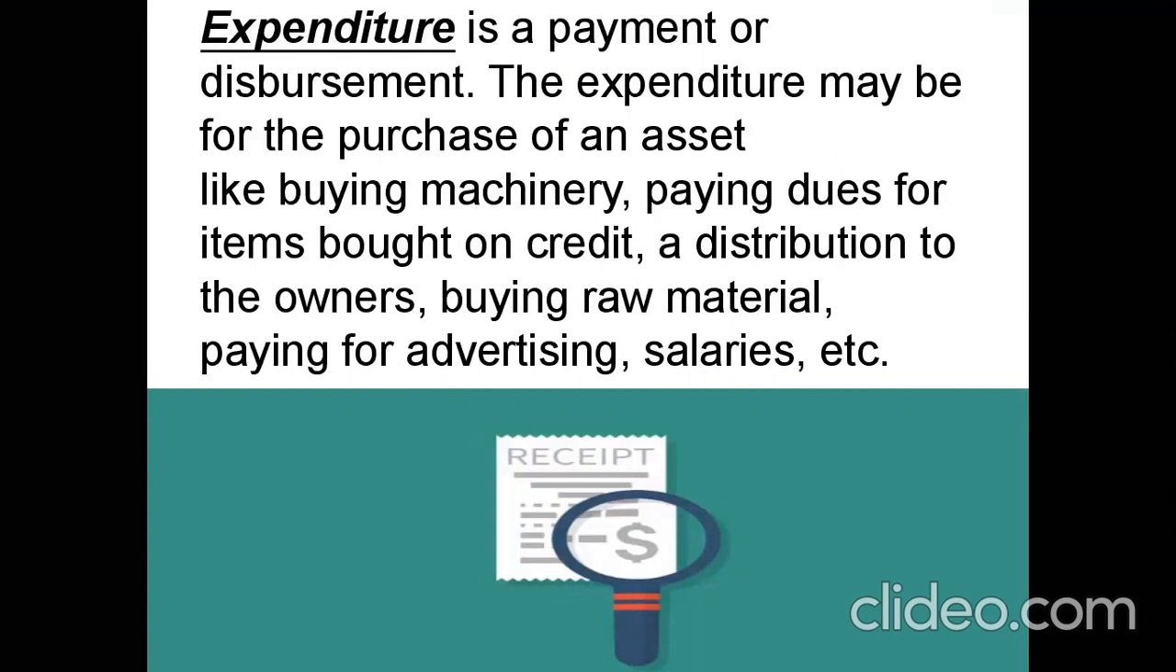The expenditure may be for the purchase of an asset like buying machinery, paying dues for items bought on credit, a distribution to the owners, buying raw materials, paying for advertising, salaries, etc. In short, expense and expenditure are the most important inputs that will give the best output in the form of gross and net profit.